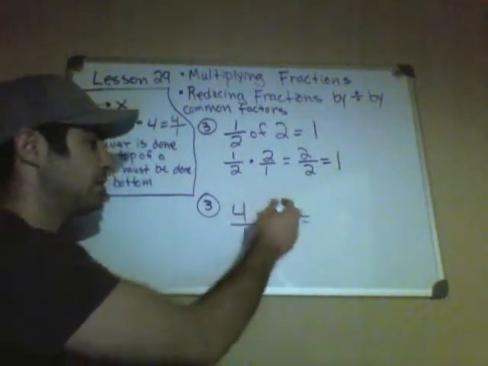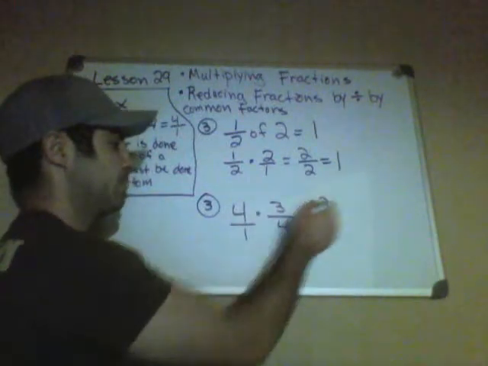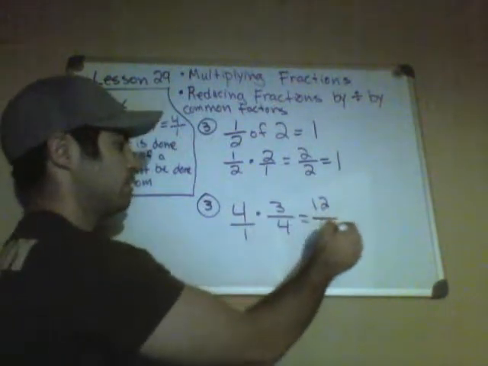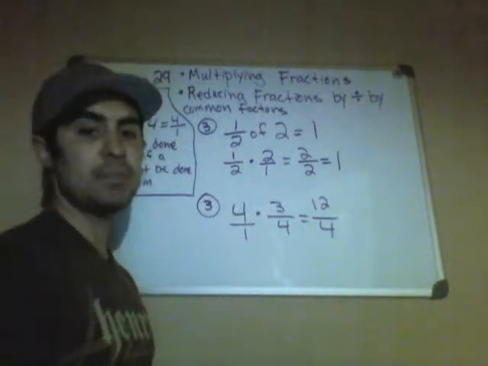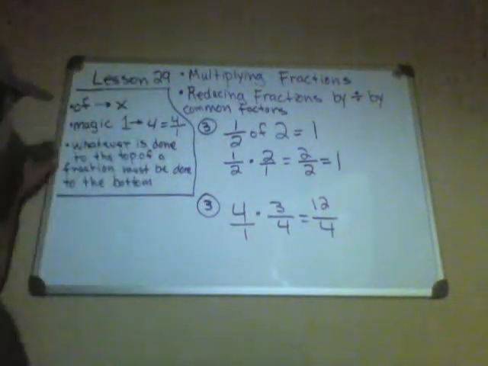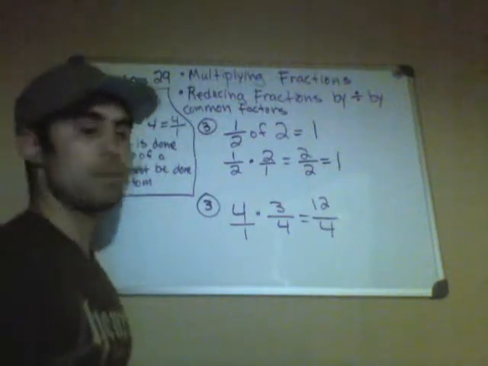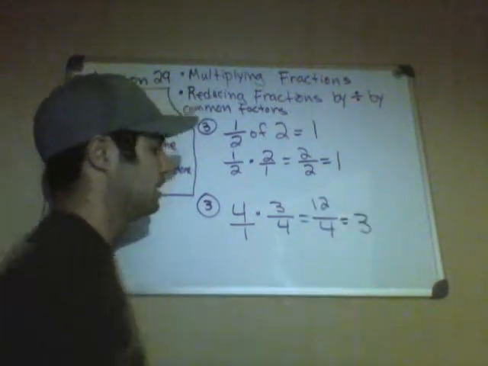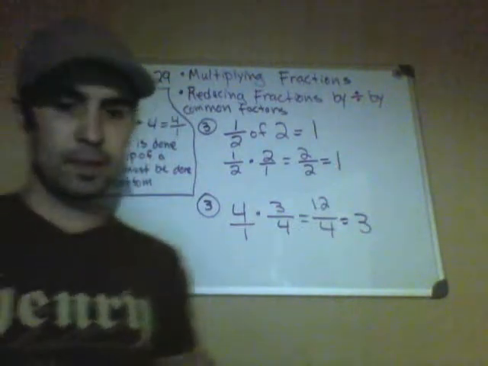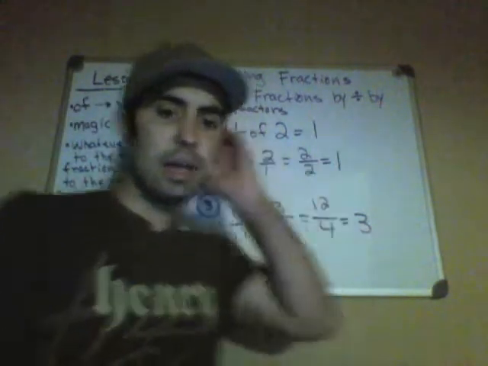Then you take numerator times numerator. 4 times 3 is 12. 1 times 4 is 4. So that's going to be 12 over 4. And then you guys know the top divided by bottom. I probably should have written that little thing over here. Top divided by bottom. Okay? So 12 divided by 4 is going to be 3. Okay? Any questions on that?